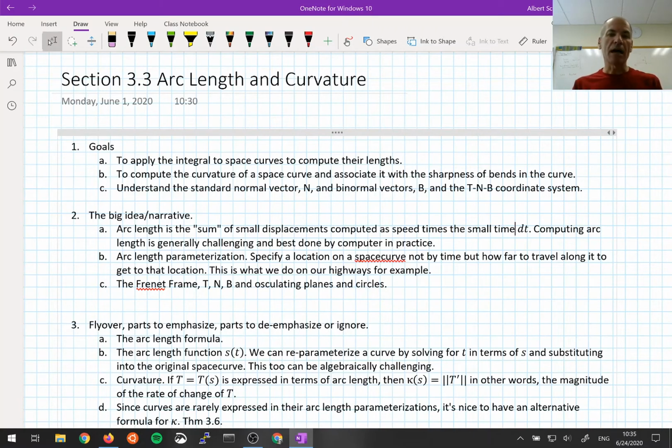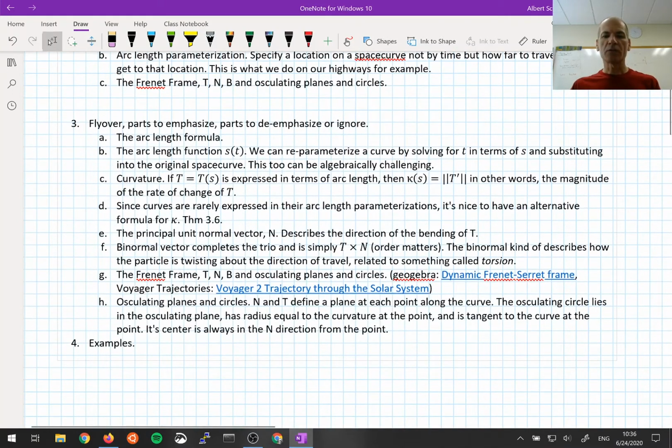That turns out to be a mathematically very useful thing to know, and so we'll talk a little bit about arc length parameterization and how to take a curve that's not arc length parameterized and convert it to one that is. Finally, I'll introduce the Frenet frame, the TNB frame, and we'll talk about osculating planes and osculating circles. Let's do a quick flyover of the book, and then we'll get into the examples.